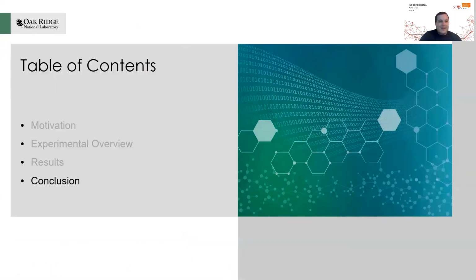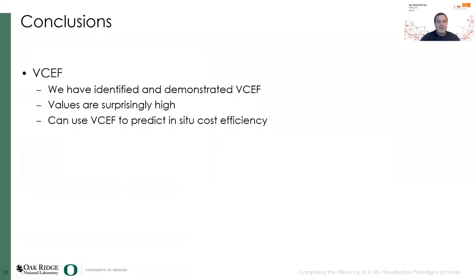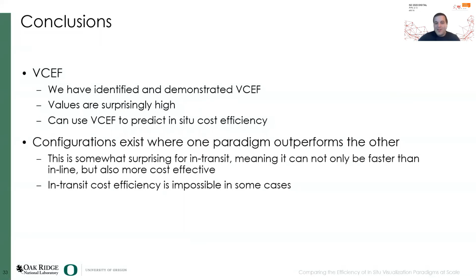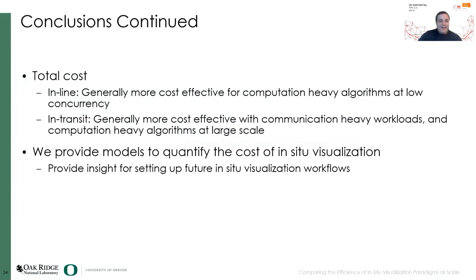All right, so finally, let's move on to the conclusion. So in conclusion, we identified VCEF and we have demonstrated VCEF values. We have found that our values were surprisingly high, and we can use VCEF to predict in situ cost efficiency. We also found that configurations exist where one paradigm outperforms the other. And this is somewhat surprising for in transit, meaning that it can not only be faster than inline, but also more cost effective. And in transit cost efficiency is impossible in some cases. We can't achieve it.